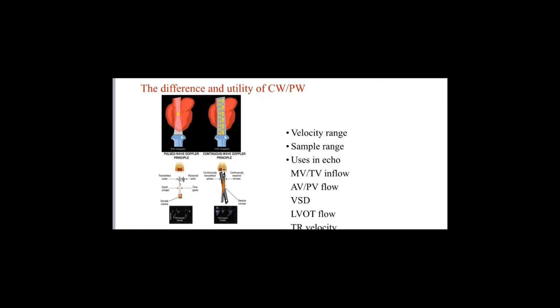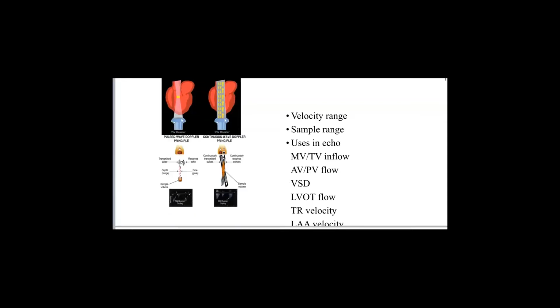VSD? CW, because of high velocity. LVOT? PW. TR velocity? CW. LA appendage velocity? Pulmonary vein velocity? PW. Hepatic venous velocities? PW. Exactly. So now you know.